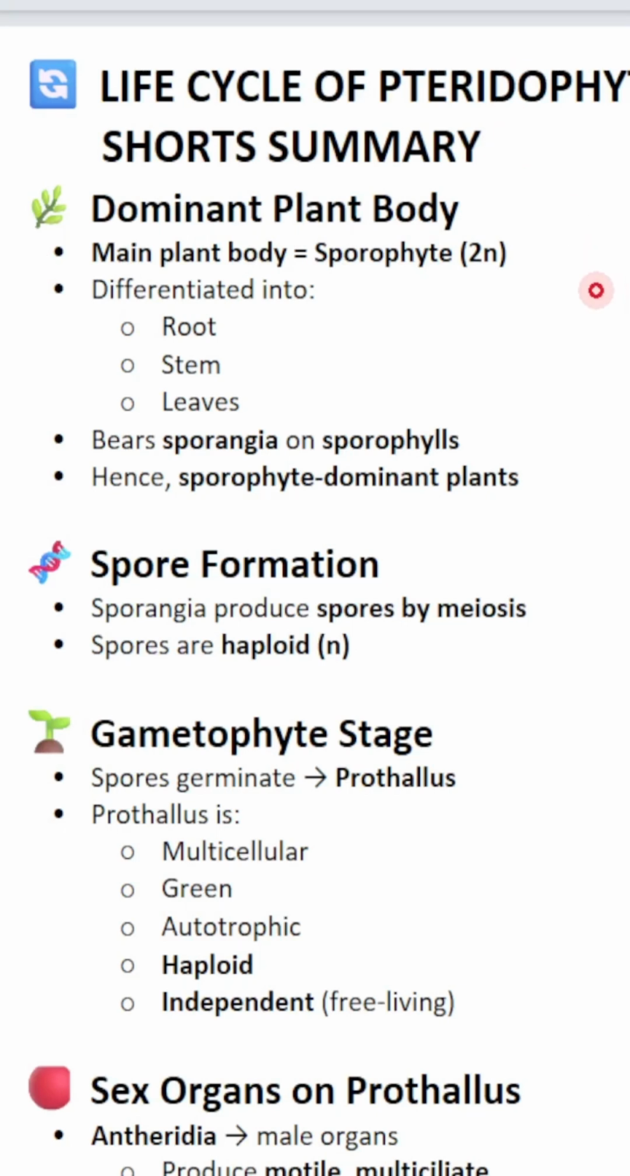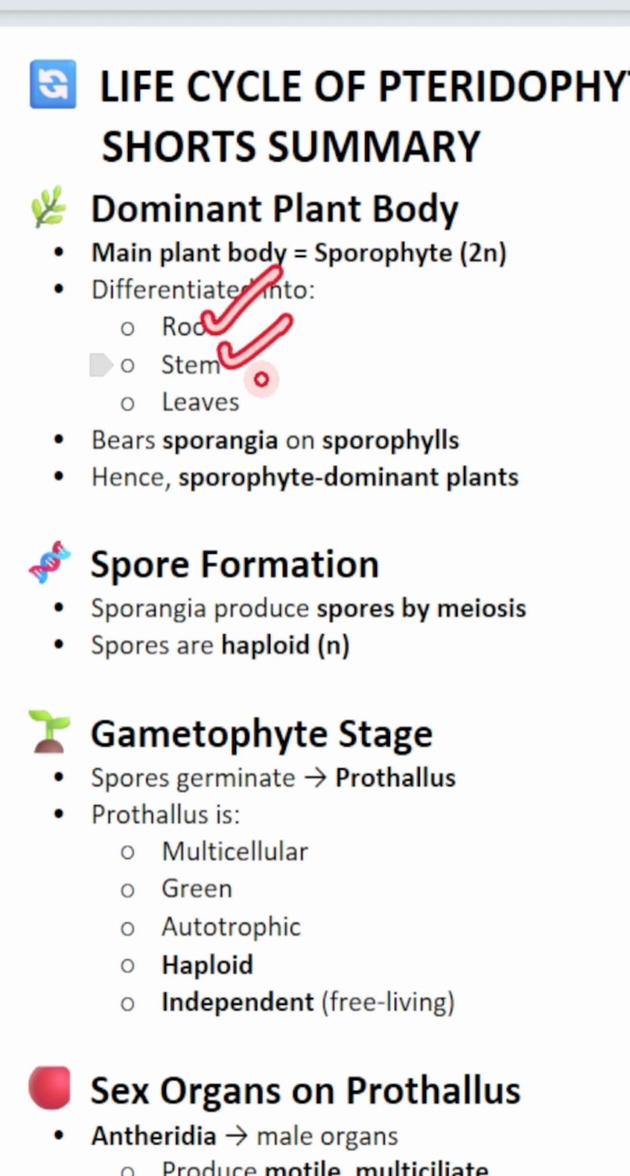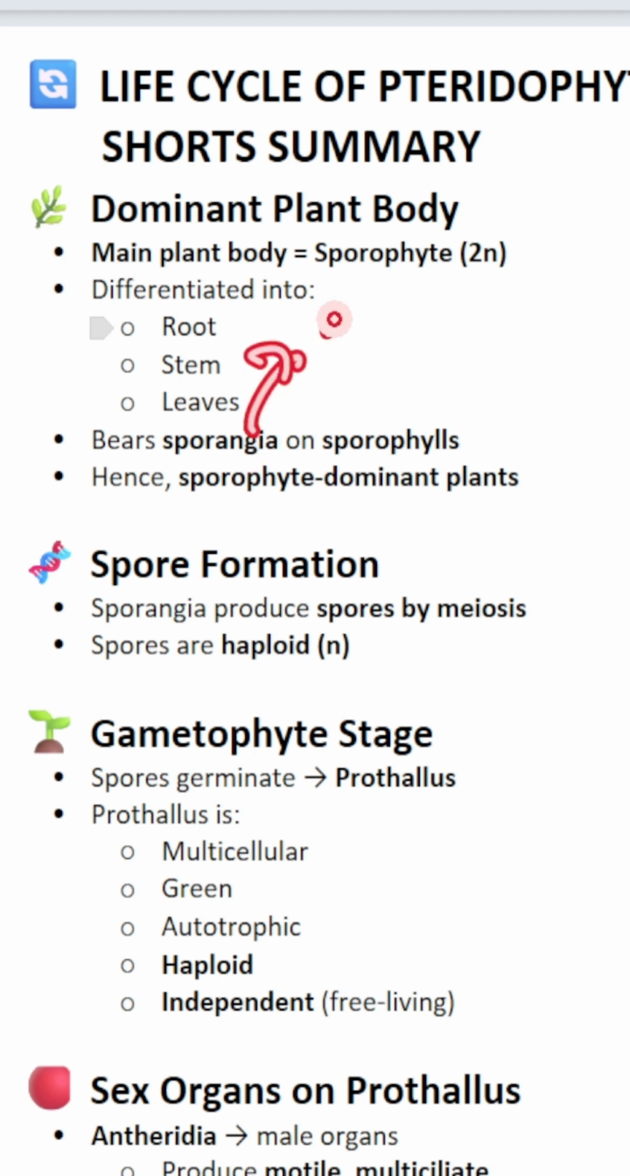Now let's talk about the life cycle of Pteridophyta. Normally Pteridophyta is a sporophytic plant where the dominant plant body is a sporophyte, which is 2n. In the sporophyte we find well-differentiated root, stem and leaves. Normally these sporophyte plants bear sporangia or sporophylls. These sporangia produce spores, which are haploid.